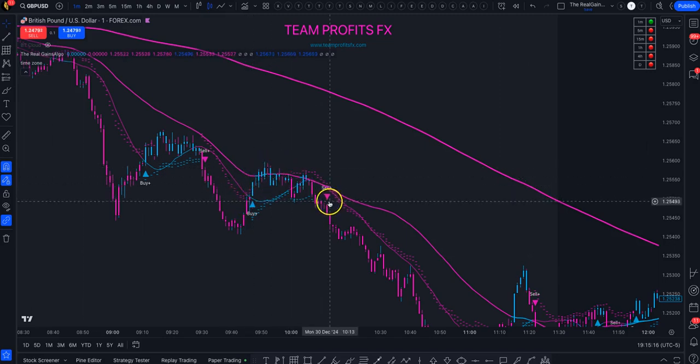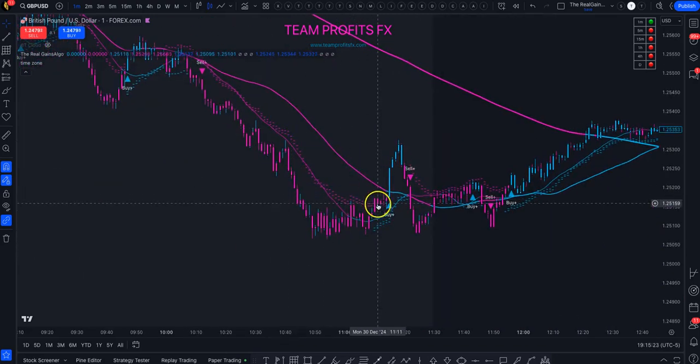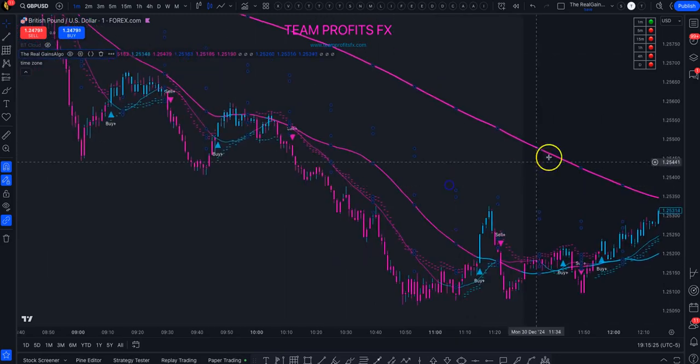Right here, this one got you out on break even. But then you sell again. And as the price goes down in your direction, you keep trailing your stop all the way down until you get stopped out right there. So that's basically it, guys.